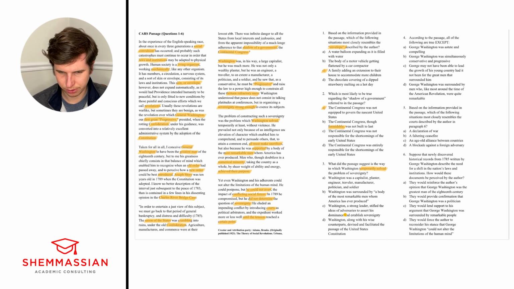Washington, a strong leader, stifled the idea of adversaries to assert his dominance and establish sovereignty. No, he did the opposite of that, right? He persuaded others and he worked with them, compromised. So C is definitely wrong. And D, Washington, along with his wise counterparts, devised and facilitated the passage of the United States Constitution. That one just sticks out as soon as you read it.